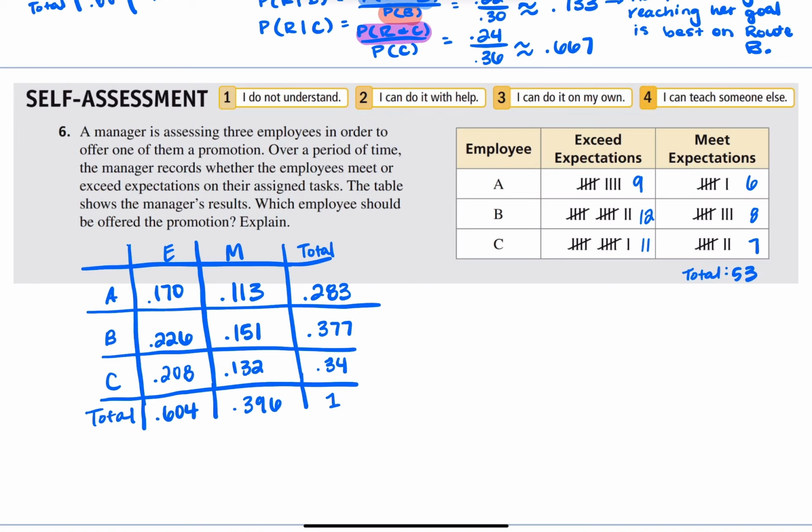All right, so now we want to find which employee should be offered the promotion. So basically we're finding which employee exceeded expectations the most. So the probability that they exceeded given who they are. So we'll do exceeded given A, B, and C.